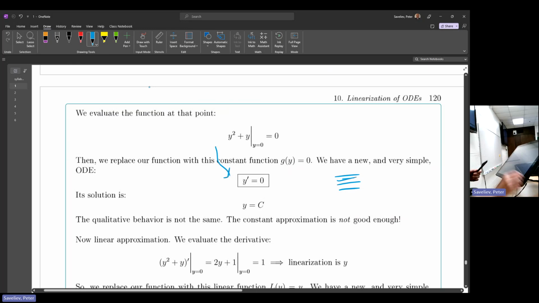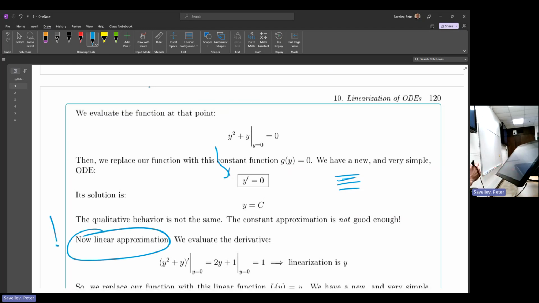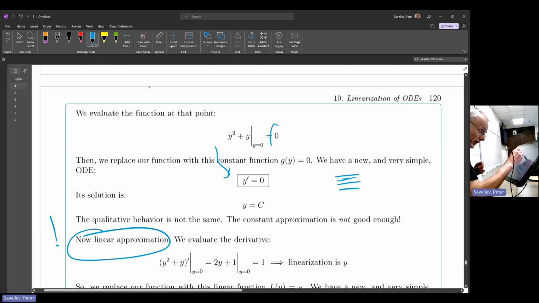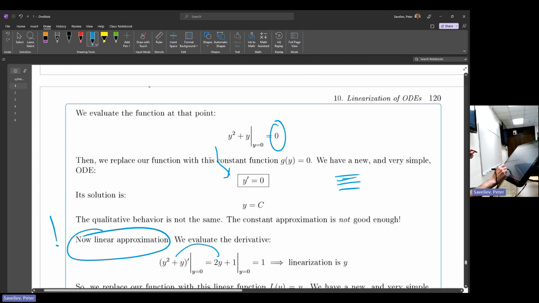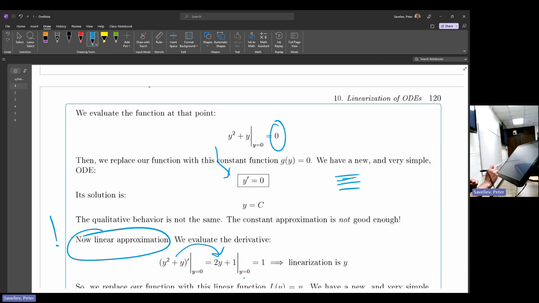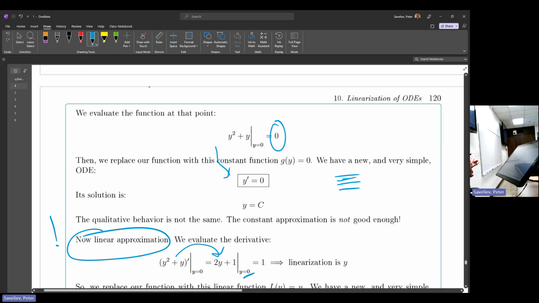So what do we do instead? We do a linear approximation. That's really what the answer is. Instead of plugging in the value y equals 0 at the top, I keep this; I'm still going to need it for my linear approximation. But I evaluate the derivative, and then I plug in 0. The derivative of y squared plus y is 2y plus 1. I plug in y equals 0, and the answer it gives me is 1.